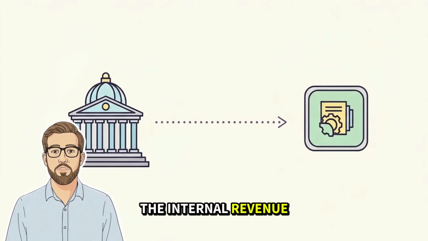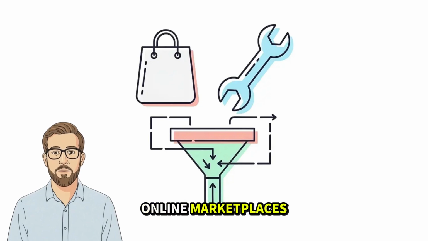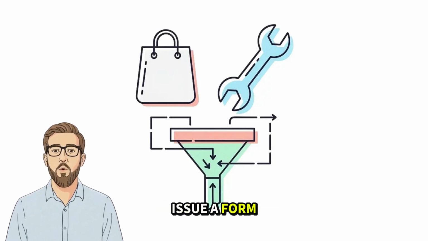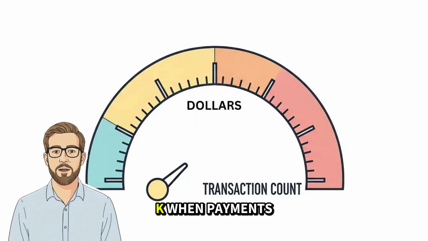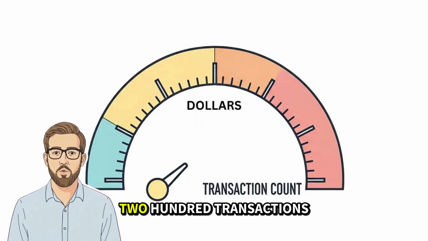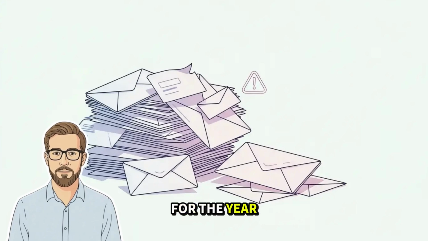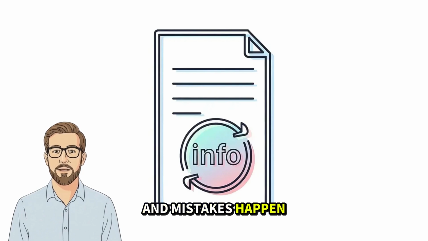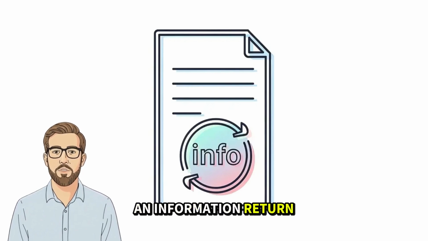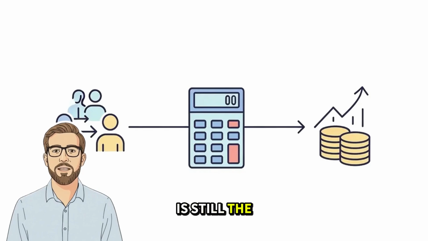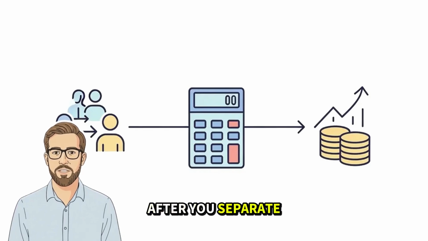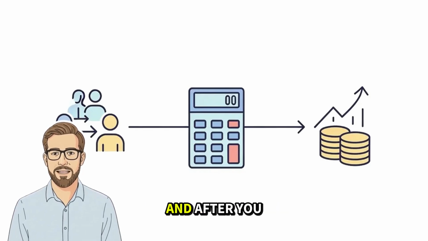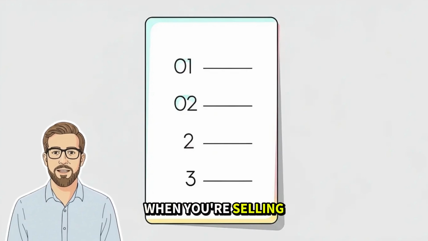The Internal Revenue Service says payment apps and online marketplaces generally have to issue a Form 1099-K when payments for goods or services are over $20,000 and more than 200 transactions for the year. Some platforms can still send forms at lower amounts, and mistakes happen. The form is an information return. The taxable part is still the income you actually earned after you separate personal transfers and after you account for costs when you're selling at a profit.